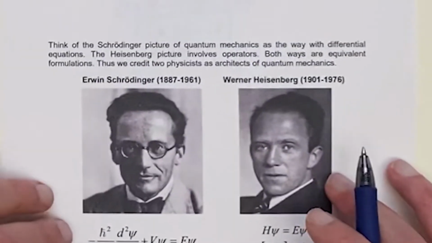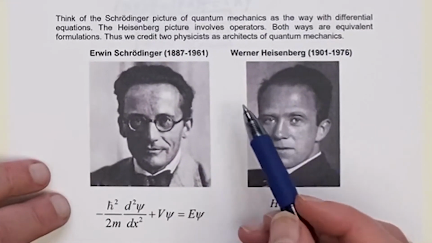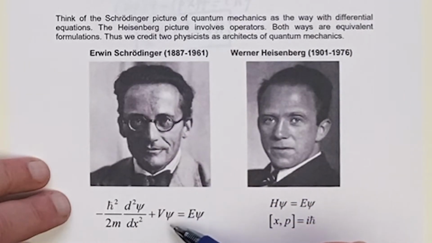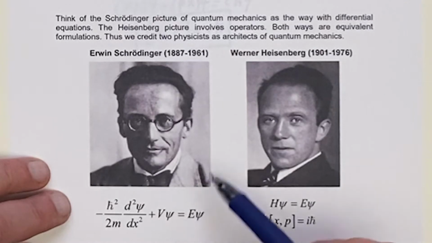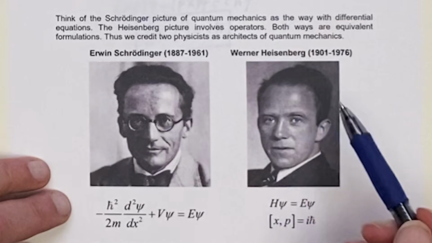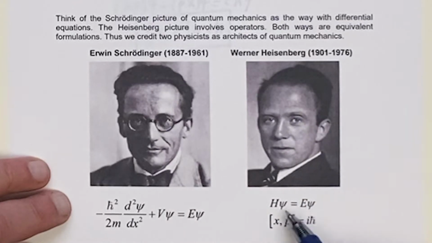So you can think of two formulations of quantum mechanics. The Schrodinger picture, which would be the Schrodinger equation, here's the time-independent version of one dimension, and Heisenberg's picture, or the Heisenberg picture, which you can write as an operator form with this kind of an equation where the x and the p do not commute.